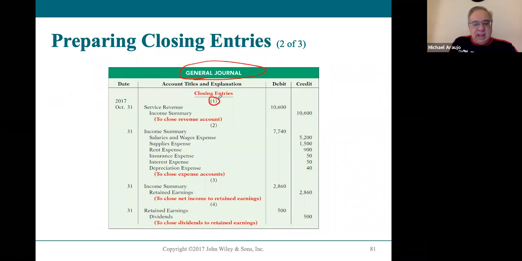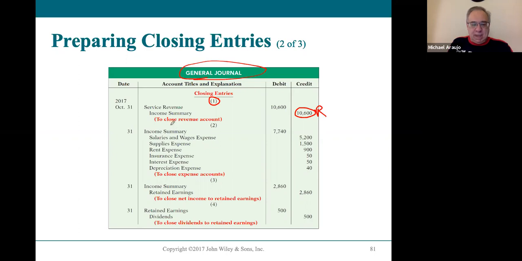Step 1 is we close revenue to income summary. The revenue account, to close an account, simply means to get the balance to zero. There's already $10,600 sitting on the credit side of the revenue account. To get it to zero, the debit side's got to equal it. So we debit $10,600, in this case, to service revenue, move that credit to income summary. So income summary now has all the revenues.